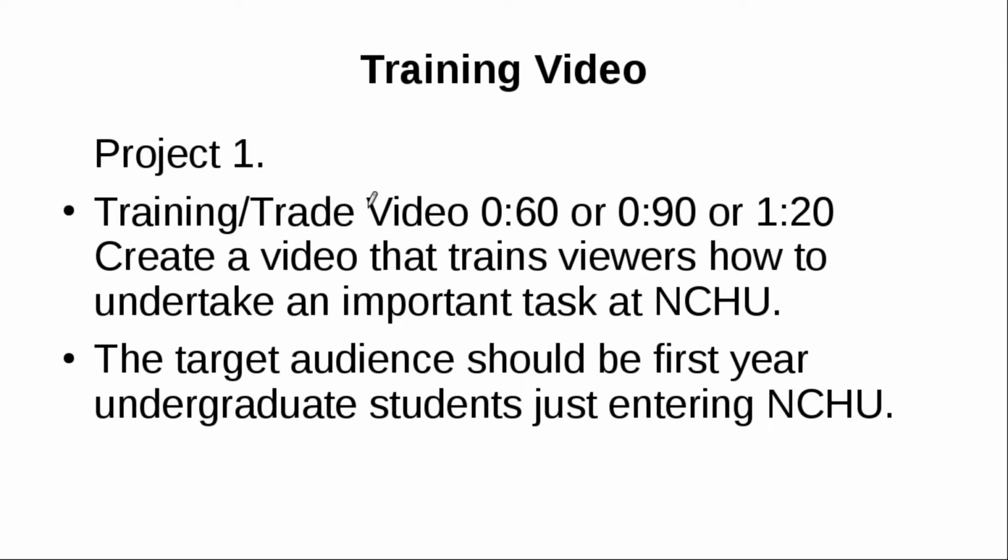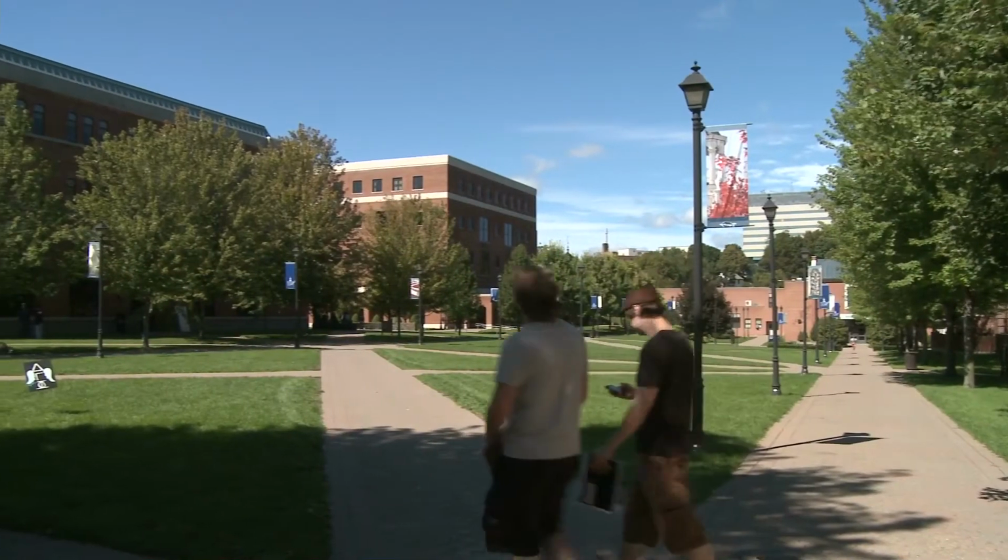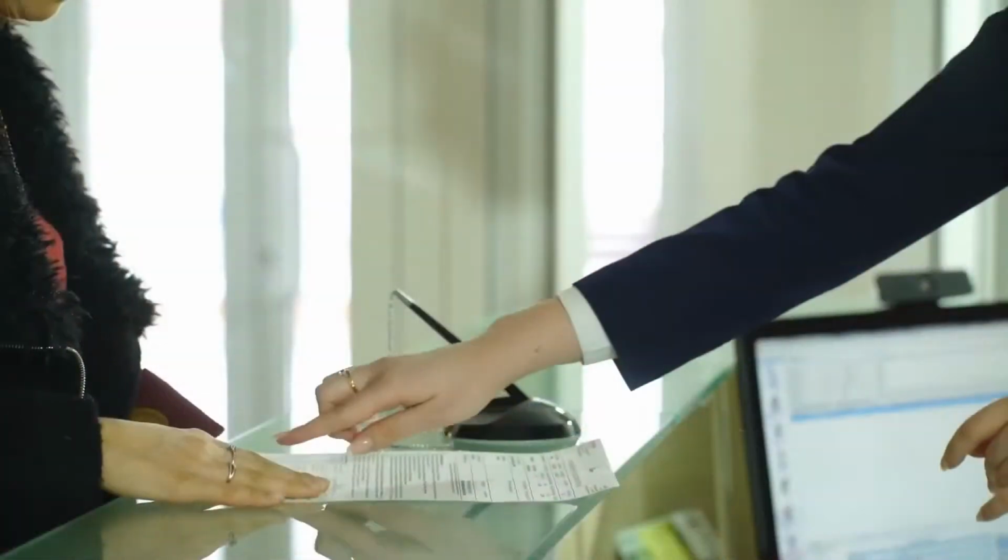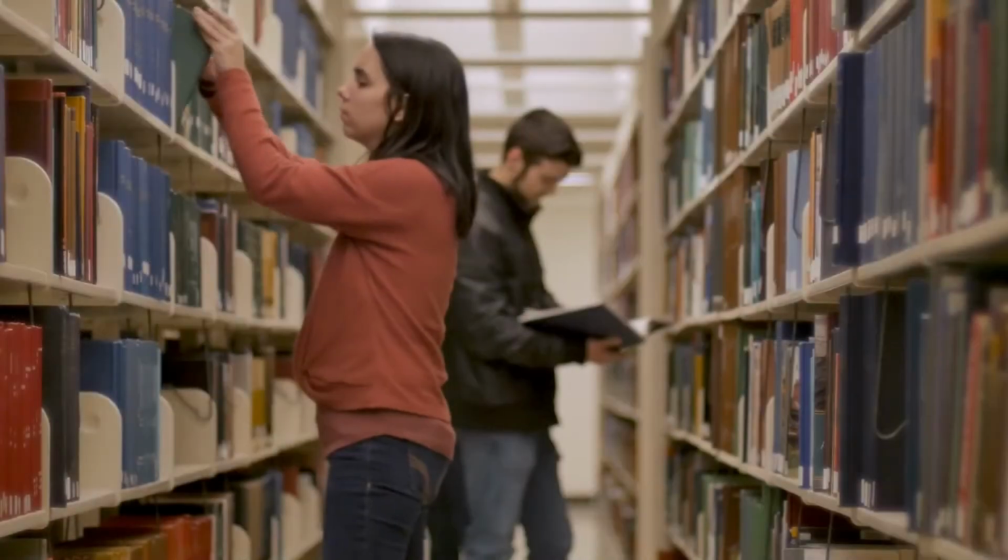For this training video, you need to create a video that trains the viewers to do something. And for my students at NCHU, what I'm going to look for is training students who are first-year students. So the target audience should be first-year undergraduate students just entering NCHU. There's so many things you can teach those new incoming students. Think about all the things that you've experienced since you came to school first, like places to eat, how to sign up for things, how to do things, how to use the library, all of those things.